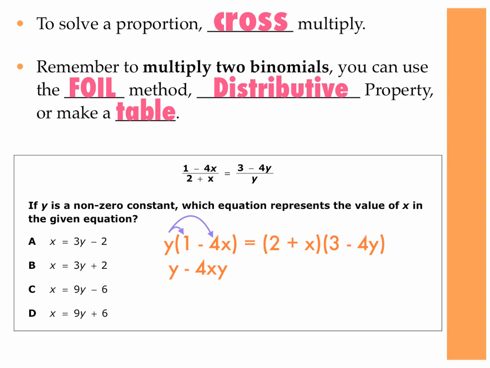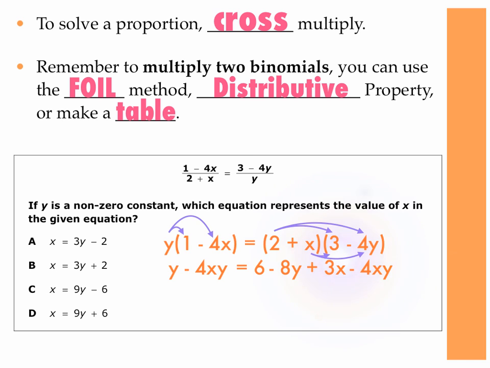I'm going to use the FOIL method because it's the fastest. So 2 times 3 would be my first, which is 6. My outer would be 2 times negative 4y, which is negative 8y. My inner terms would be x times 3, which is 3x. And my last terms would be x times negative 4y, which will give me a negative 4xy.